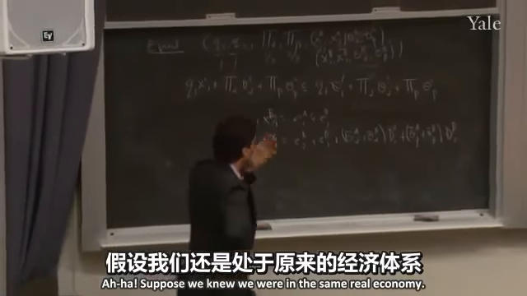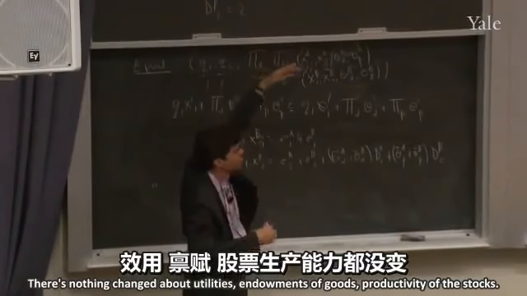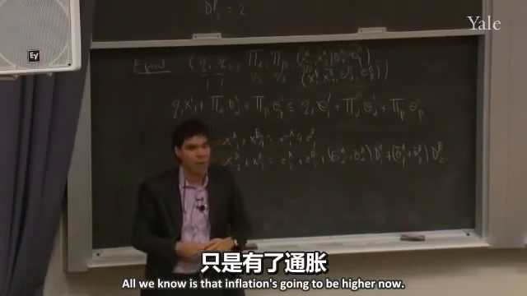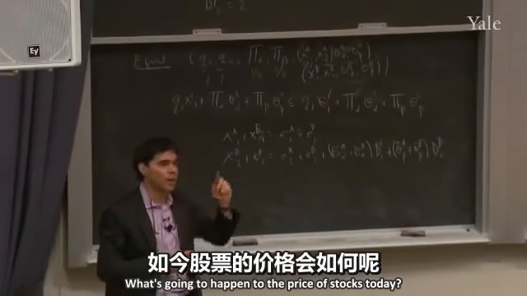Suppose we knew we were in the same real economy. There's nothing changed about utilities, endowments of goods, productivity of the stocks. All we know is that inflation is going to be higher now. So what do you think would happen in the new equilibrium? What's going to happen to the price of stocks today?